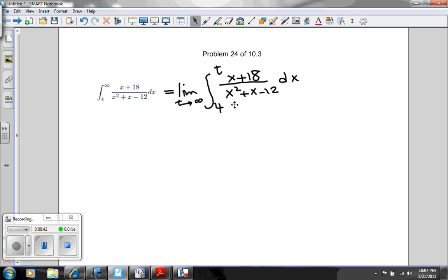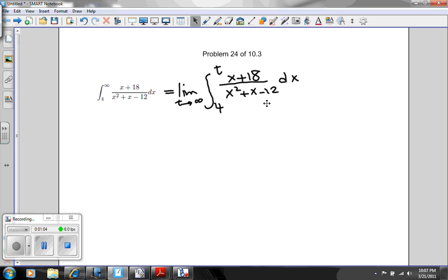If you were doing the u substitution, your u would be what's in the denominator, that's x squared + x - 12. Then ask, what's the derivative of that? Do we have du up here? The derivative of x squared + x - 12 is 2x + 1. We don't have 2x + 1 up there, and we don't have a multiple of it, so u substitution isn't going to work.